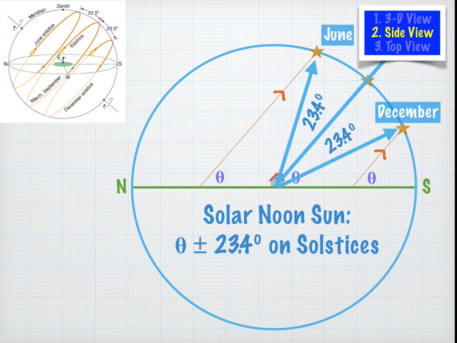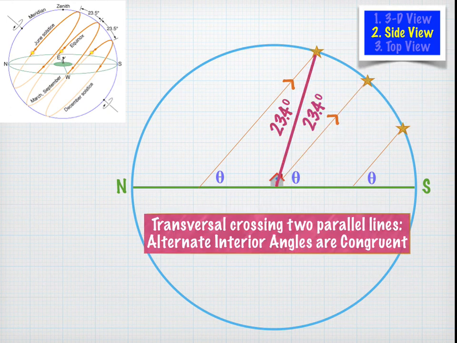Now the other thing that's interesting is that you can map out the June solstice and the December solstice as being 23.4 degrees northward or 23.4 degrees southward from the equinox. Okay, on the solstice it's going to be 23.4 degrees up or down from the equinox. So that's theta plus 23.4 or theta minus 23.4. And then now we have these two parallel lines. If you remember from geometry, two parallel lines cut by a transversal, you're going to get what's called alternate interior angles. So we have another 23.4 degree angle.